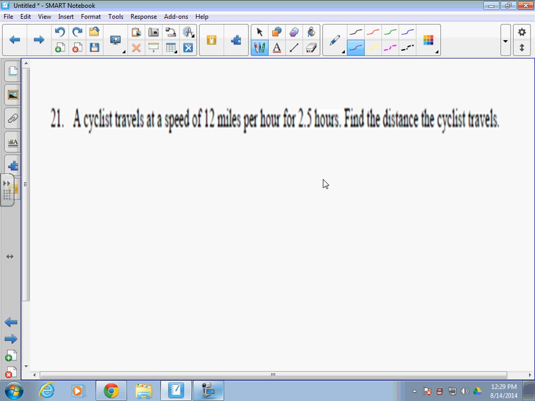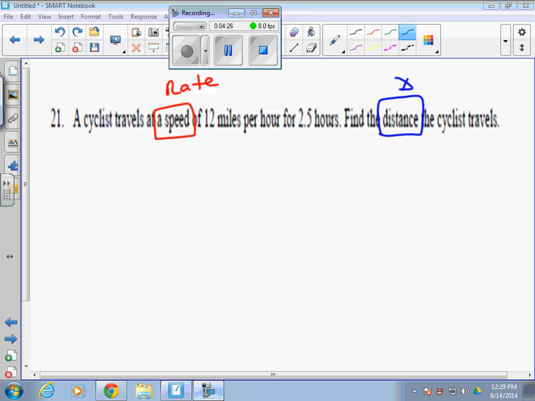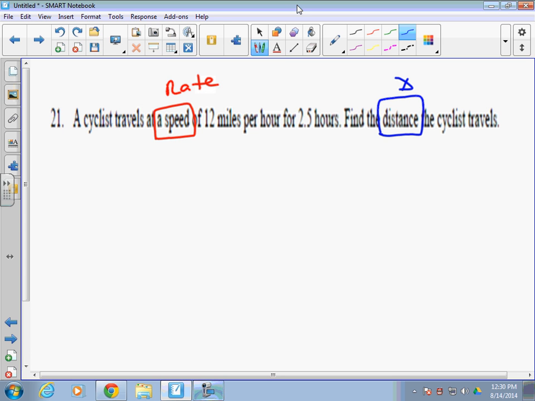A cyclist travels at a speed. Remember what speed means. You got to memorize that tonight. Speed means rate. 12 miles per hour for 2.5 hours. Find the distance. So we're looking for D. That's the one we don't know. Okay, so we're looking for distance. The other thing that we have is the actual 2.5 hours. We know that that's a time measurement.